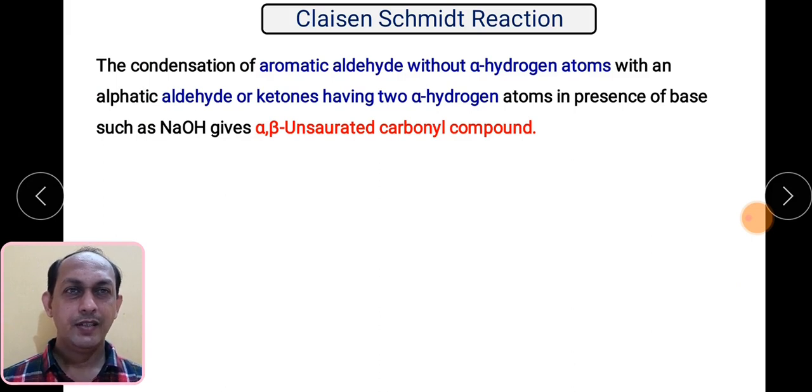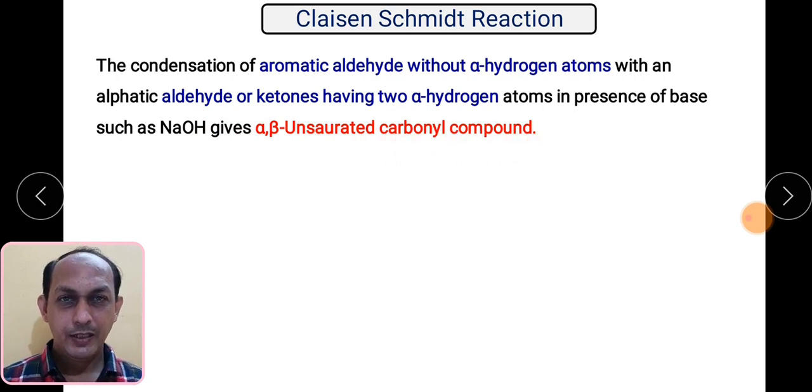It is a name reaction which is identified by the names of the scientists, Claisen and Schmidt. Basically it is a condensation of an aromatic aldehyde which does not contain an alpha hydrogen atom with an aliphatic aldehyde or ketone having two alpha hydrogen atoms in presence of base. In this particular reaction, a base such as NaOH is used to give an alpha beta unsaturated carbonyl compound.